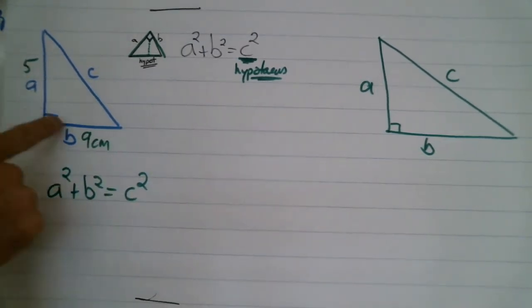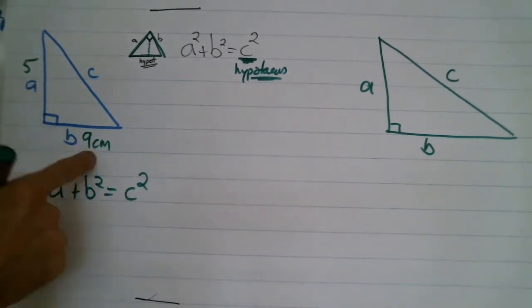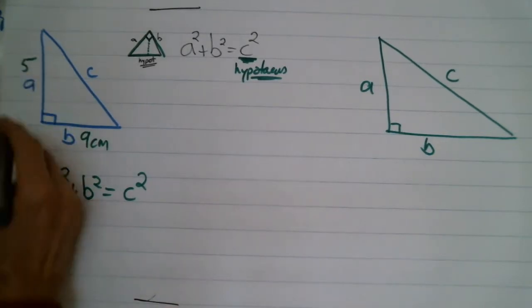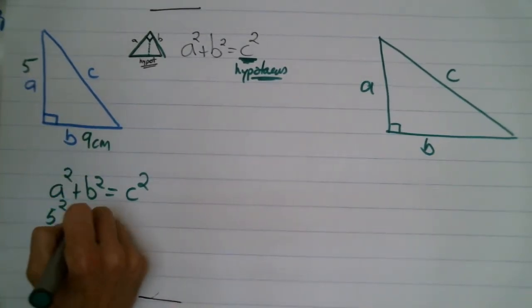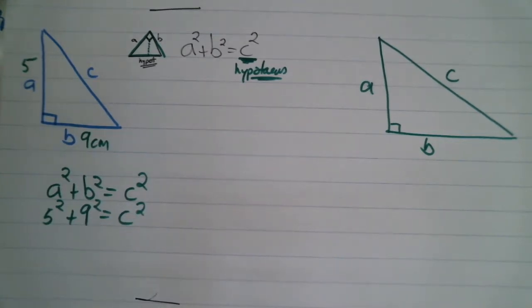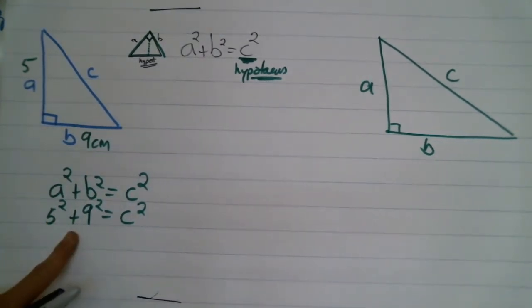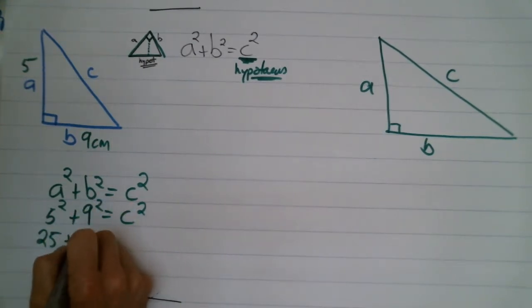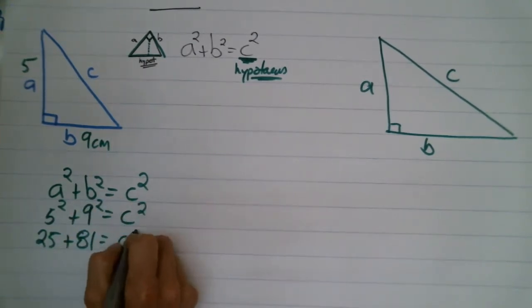Now, I already have labeled a and b. It doesn't matter which leg you name. As long as you have the legs, you're good to go. So I'm going to go 5 squared plus 9 squared equals c squared. This is where knowing your squares up to 12 helps. So 5 squared is 25. 9 squared is 81 equals c squared.